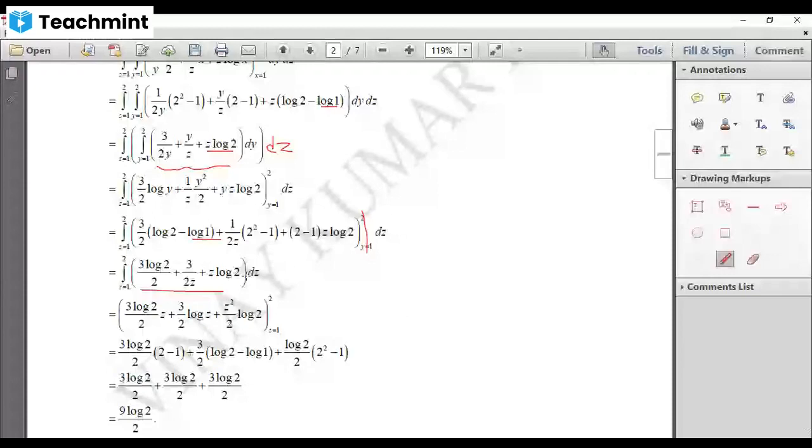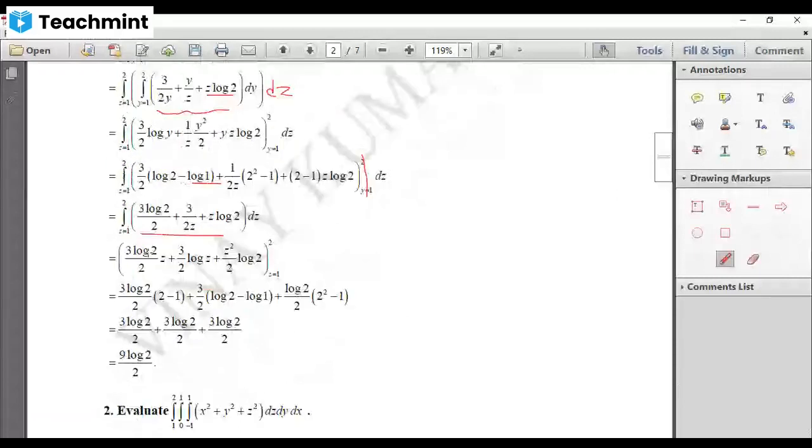When you are integrating with respect to z, this 3 log 2 by 2 is constant. So what is the integral of 1? Integral of 1 is z. 3 by 2 is constant. So integral of 1 by z is log z. Plus log 2 is constant. Integral of z is z square by 2, and the limit is from 1 to 2. Apply the upper limit minus lower limit.